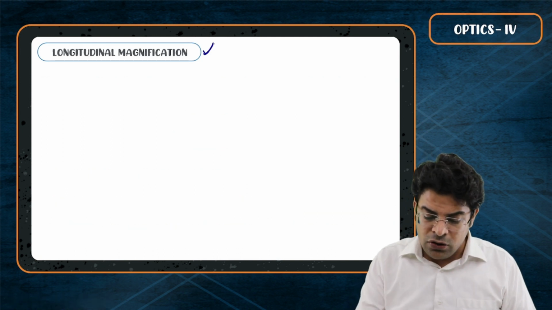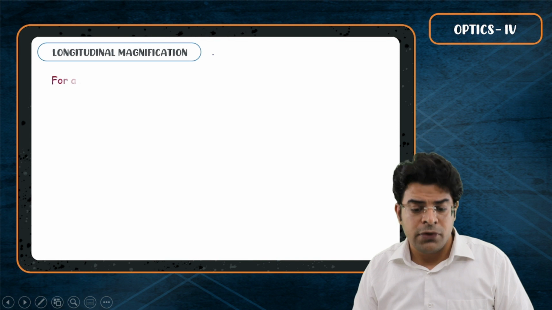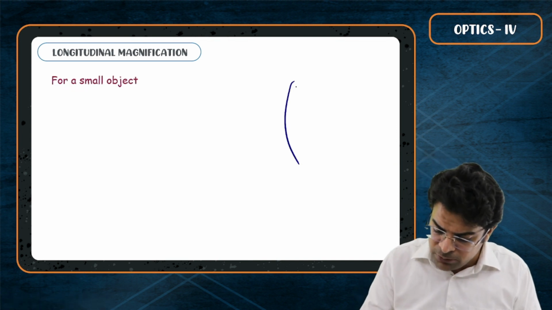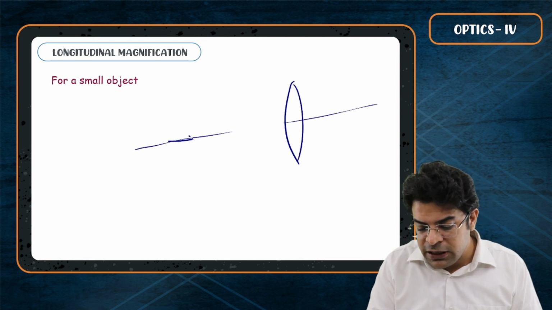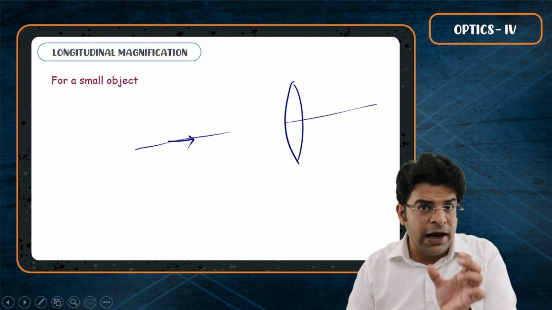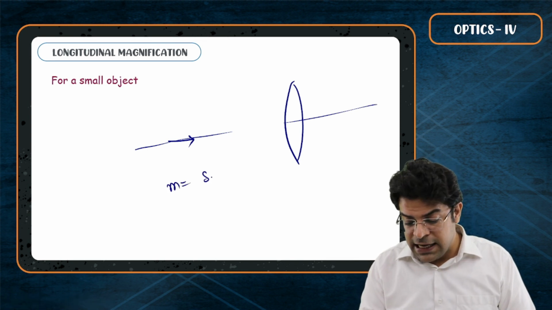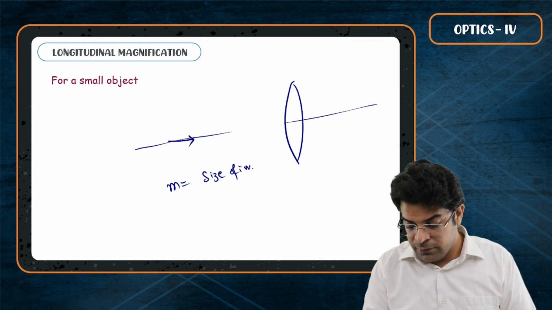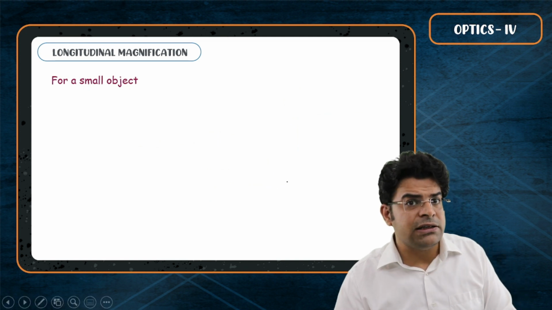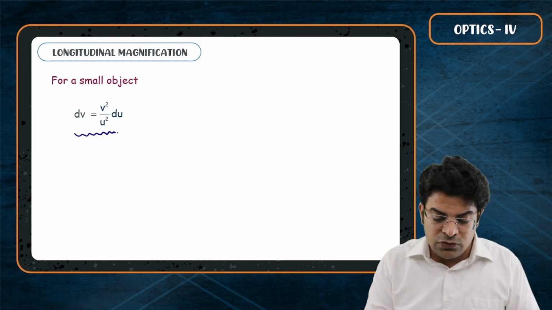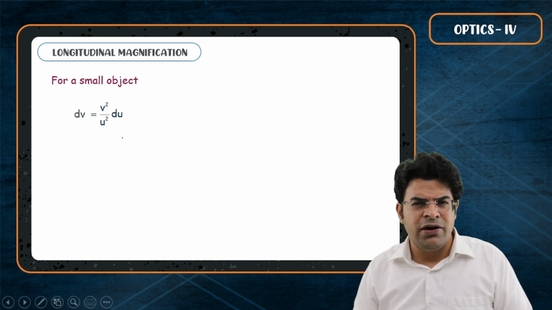Now let's talk about longitudinal magnification. If you have got a small object and this small object is placed along the principal axis, then how to find the magnification in it? Means how to find the size of image upon the size of object. So we are going to do the same things as we did for mirror. We will say that dv equals v square by u square into du. Sir, from where do you get this?